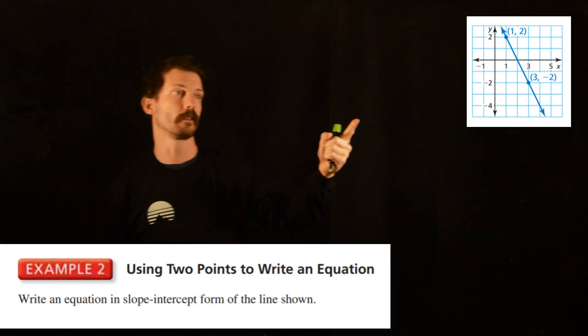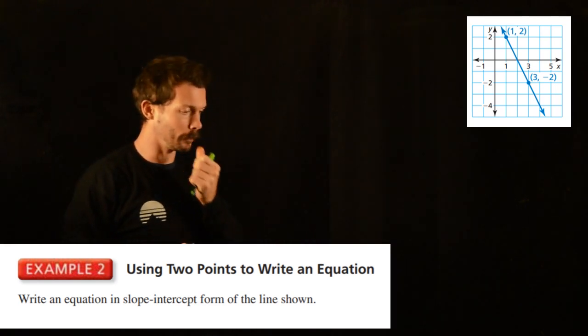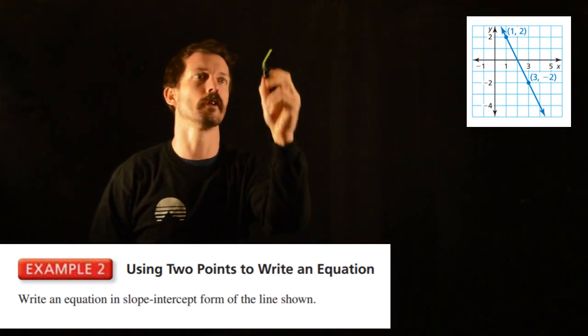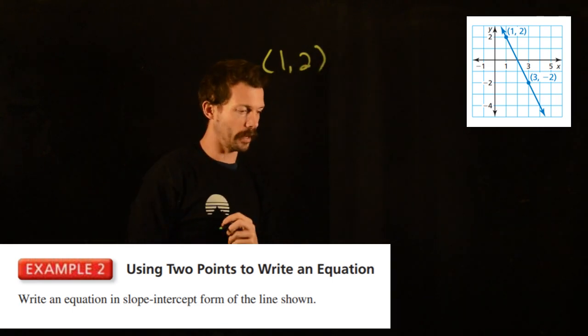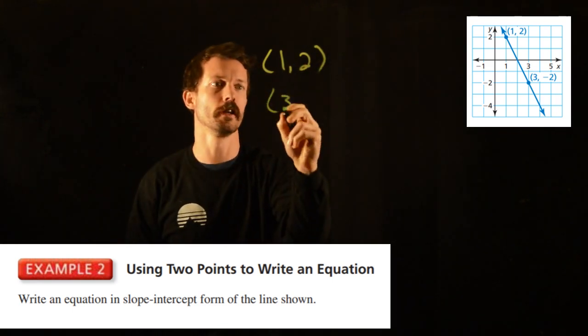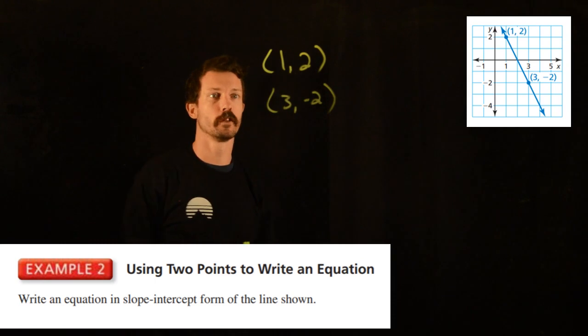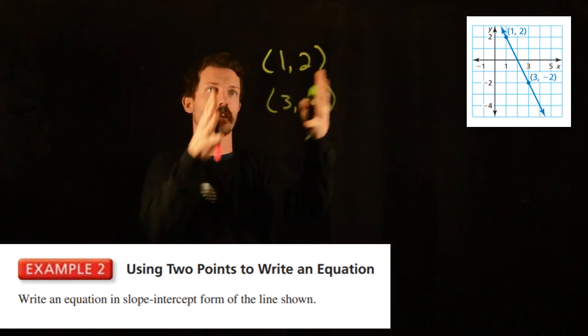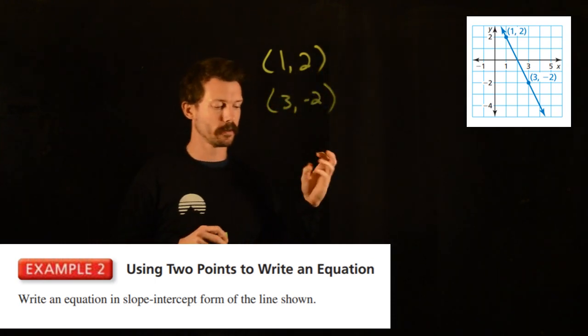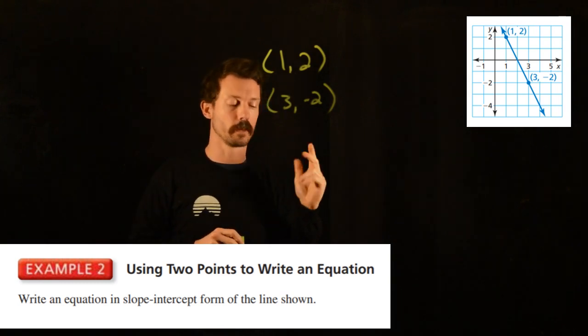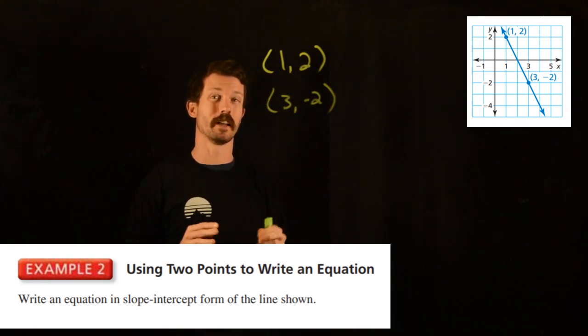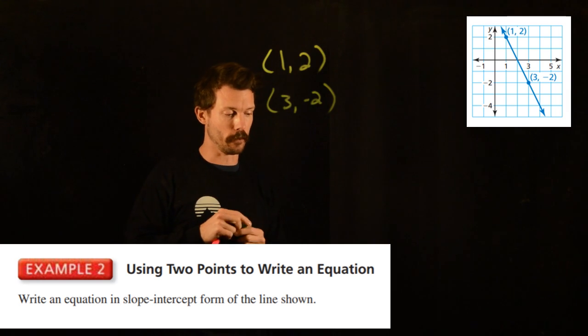All right, so let's take a look at this graph that we have right here. If you notice, we have the point 1, 2, and then we have the point 3, negative 2. I got that by looking at the graph, and those are the points that I know. What they want us to do is use these 2 points to write an equation of the line in slope-intercept form.